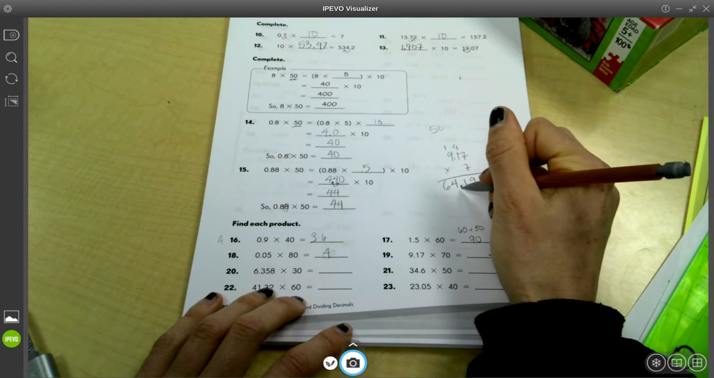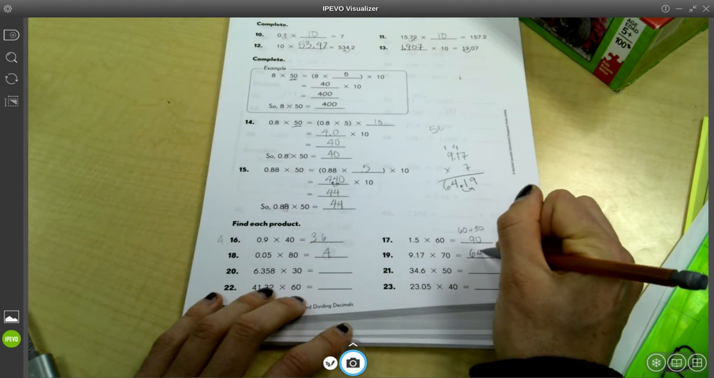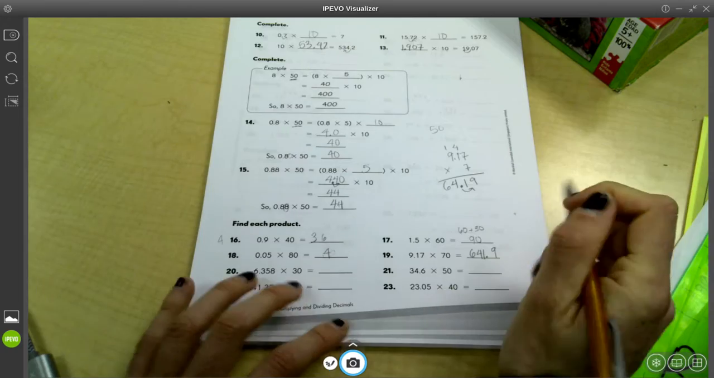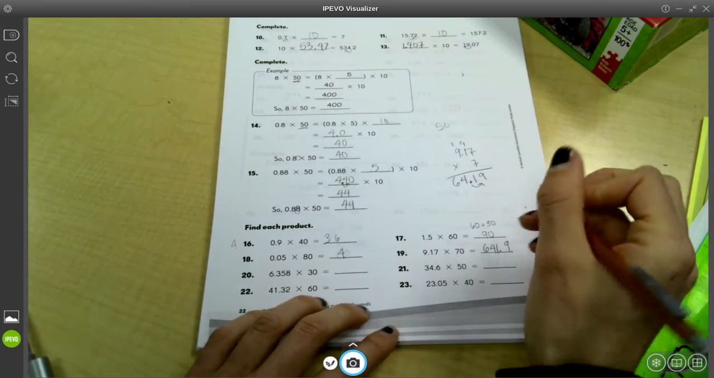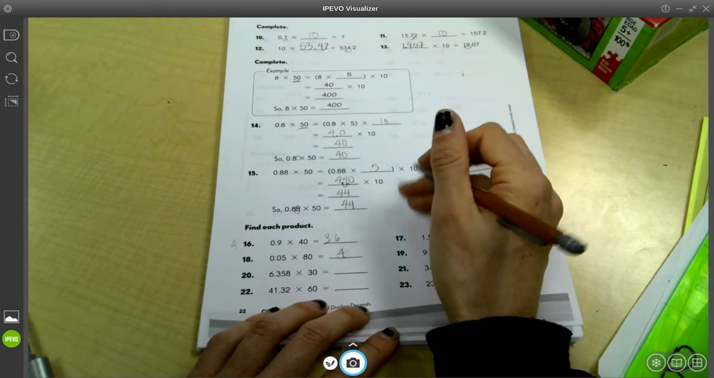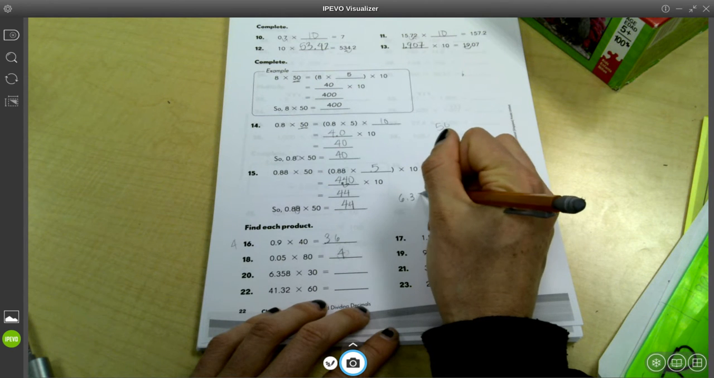And now I'm going to times by 10. So 641.9. Same thing for here. Running out of workroom. 6.358.